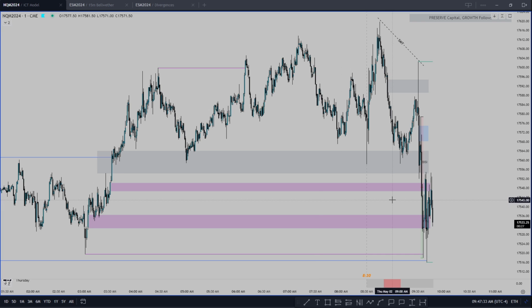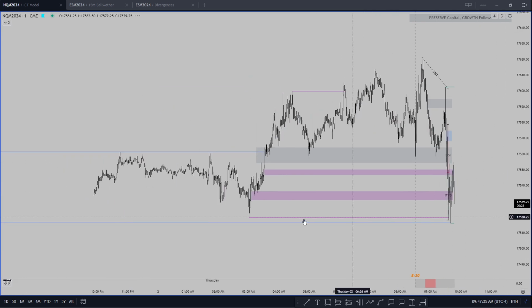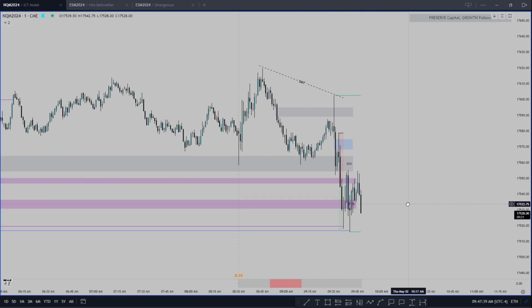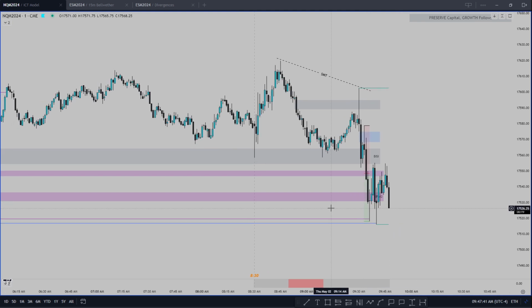Now you can see most likely a seek and destroy kind of conditions, or we just chop around into 10:30 and you have to wait till 10:30 to find a secondary entry.